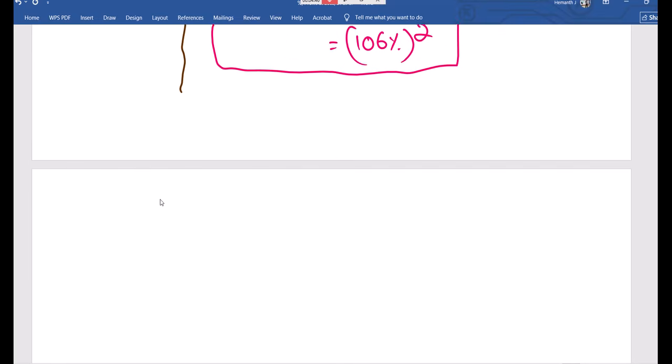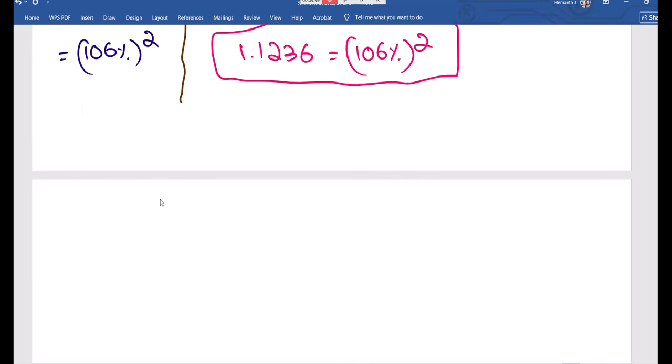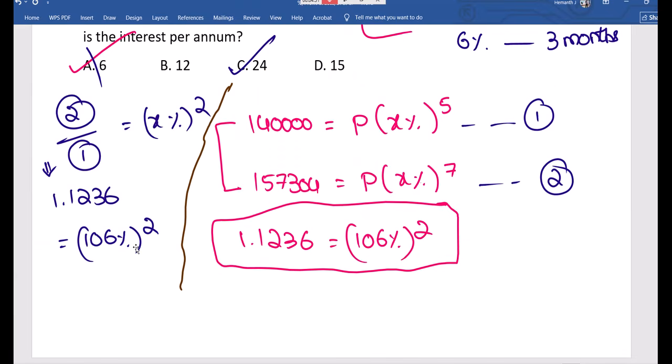I believe compound interest and simple interest have been completed. Okay. So, a different set of questions.